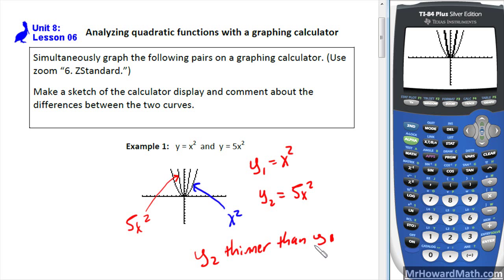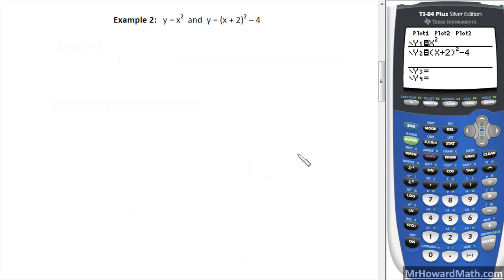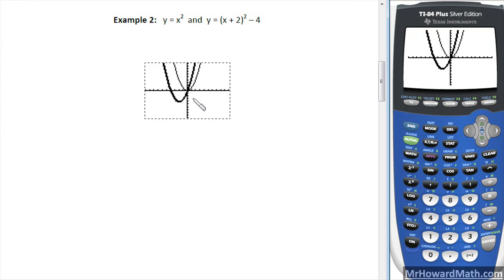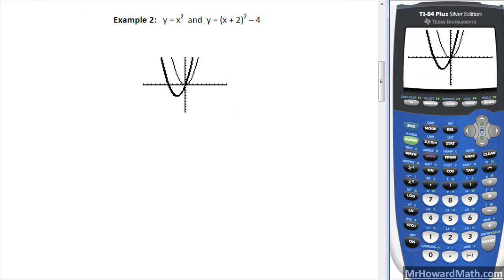Okay, let's look at the second example. Okay, so now looking at example 2, y equals x squared, same as before, and x plus 2 quantity squared minus 4. So I've got those in. I'll graph it. I'm going to make the y2 graph thicker, make the line thicker so we can tell the difference. And then you would sketch this. Just do the best you can on your sketch. It doesn't have to be perfect. So I'm just going to paste this in here.